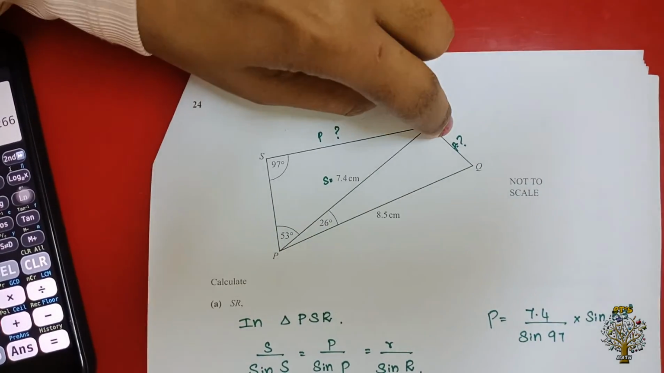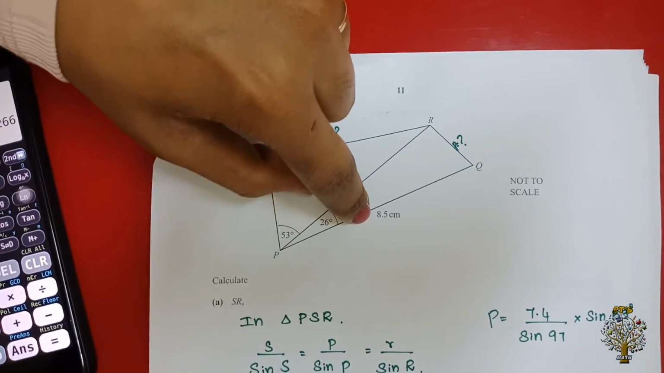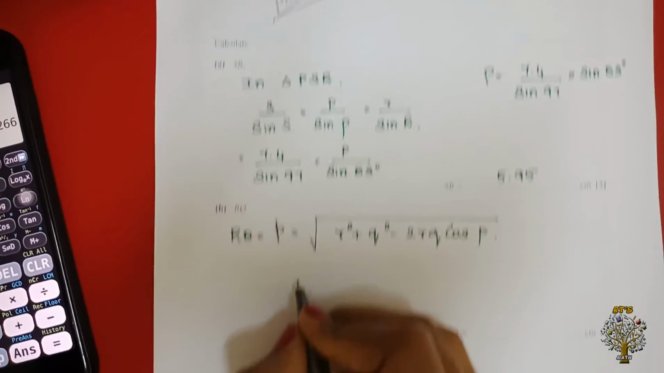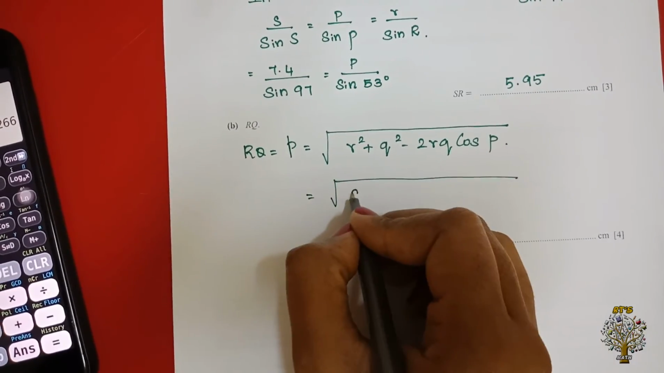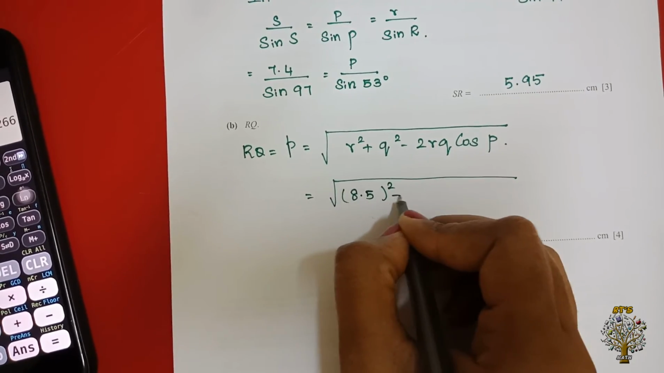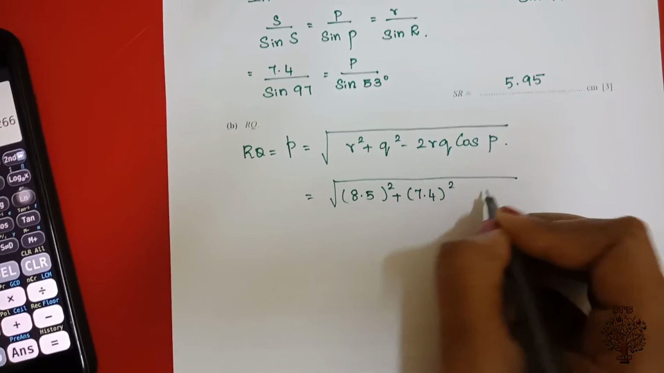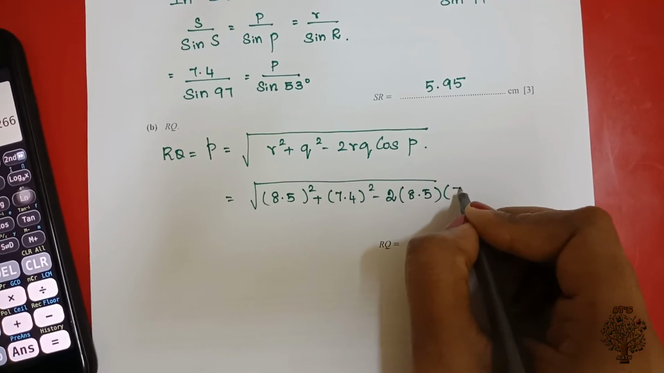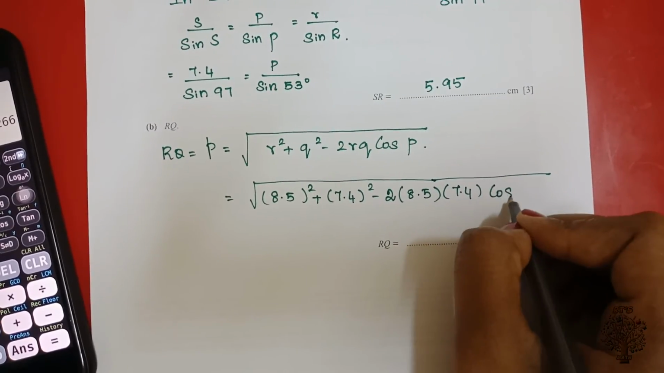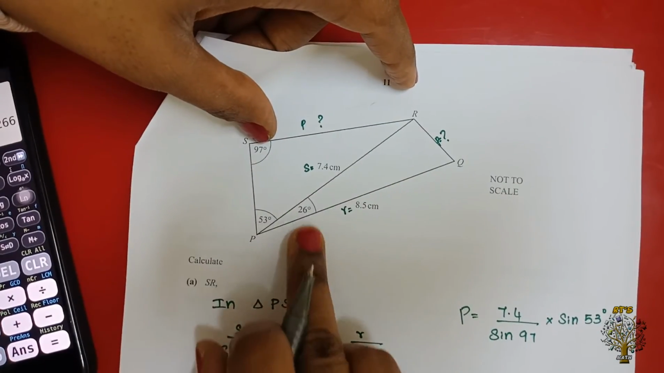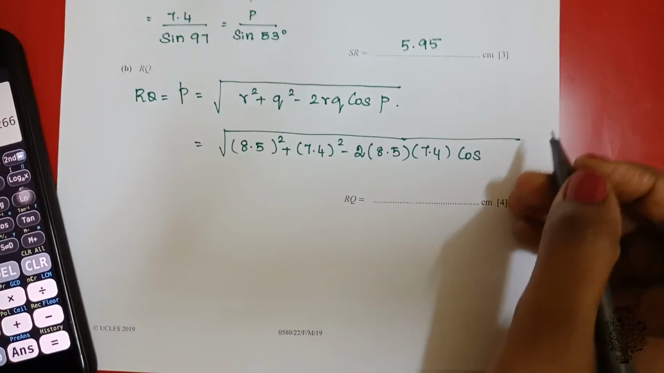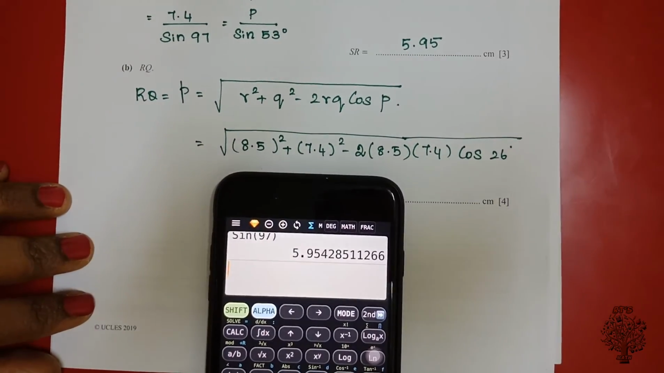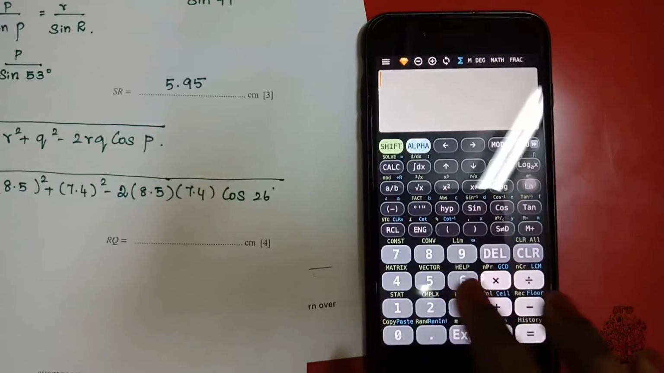Now you can check here. Opposite to P is this. Similarly, opposite to R is 8.5. This is my lowercase r. And opposite to Q is 7.4. So I will write here r as 8.5. We have r square in the formula and q is 7.4 square, minus 2 times r, 8.5, multiplied with q, 7.4, cos of angle P. Check in your diagram, angle P is 26. I'll be writing here 26 degrees. Now you can take your calculator and we are going to proceed.